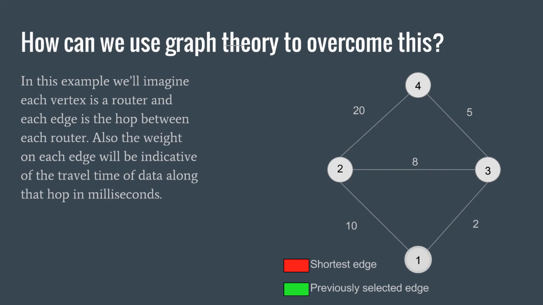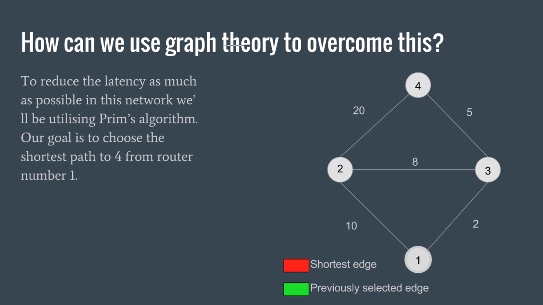This graph will be the graph of our network. Our vertexes will stand for routers, the edges will be the hops between each router, and finally, the weighting on each edge will be the latency of each hop. The situation is that we're at router 1 trying to transmit a file to router 4. We want to transmit that file with the lowest latency possible.